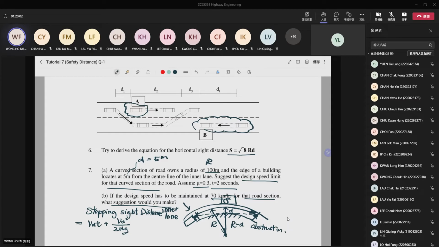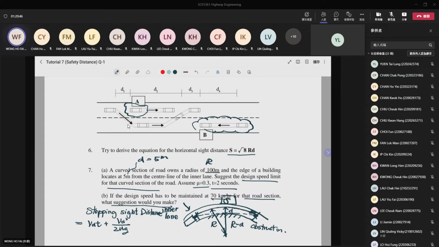But first of all, if you have a high design speed, what will happen? You should have a longer stopping sight distance, right? Do you agree? Because if you have higher speed, your stopping sight distance will be longer. For the same reaction time, because the speed is higher, you will take a longer distance to stop your vehicle. Then you need to modify your curve in order to satisfy this longer stopping sight distance, right? Do you agree?